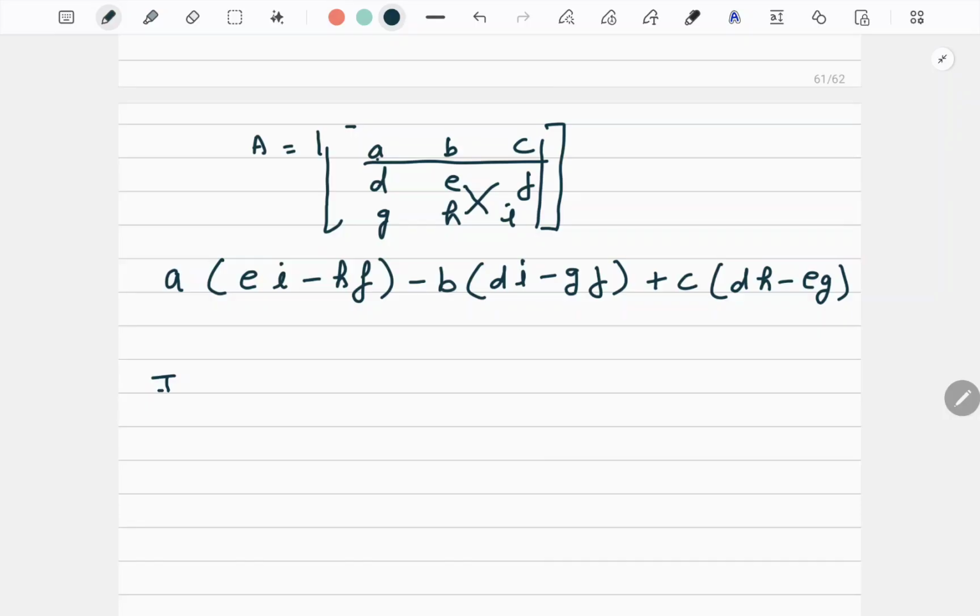Now the next important concept is inverse. As I told you, I will be doing questions separately. One video will be separate for determinant. One video will be separate for inverse. So don't worry about it.